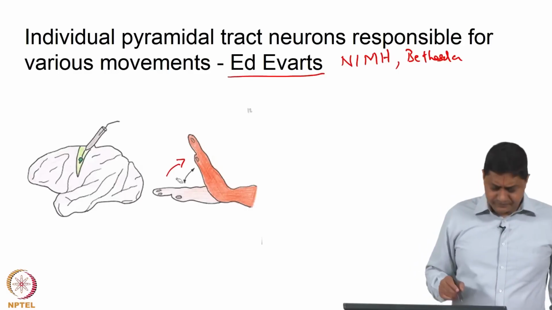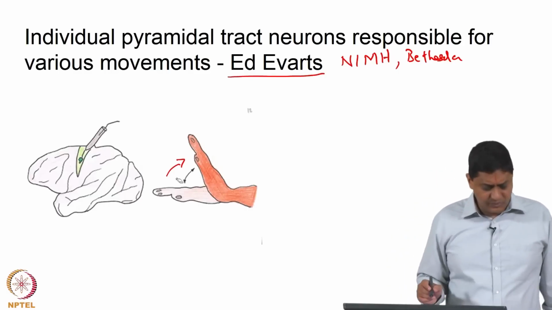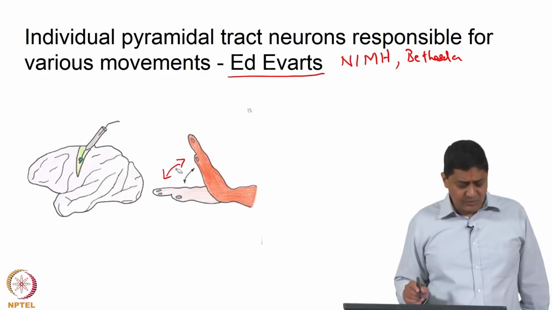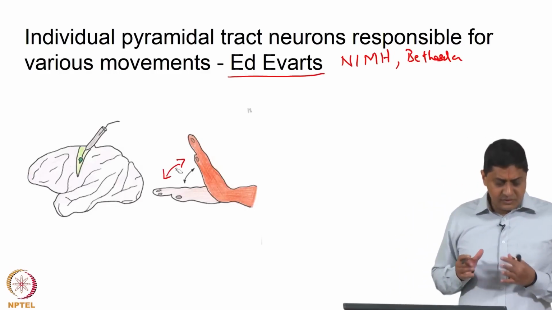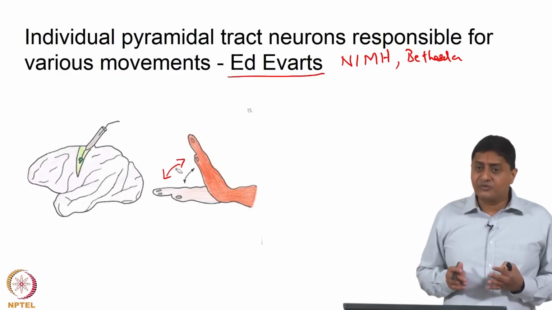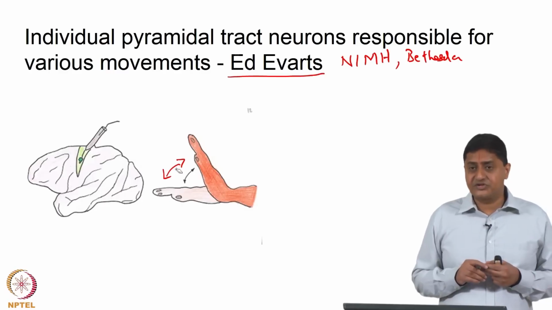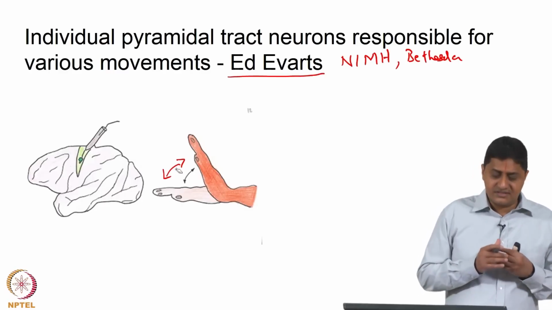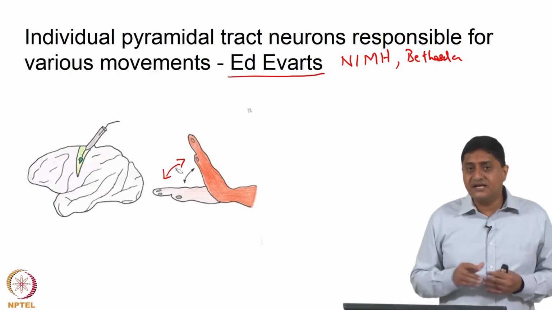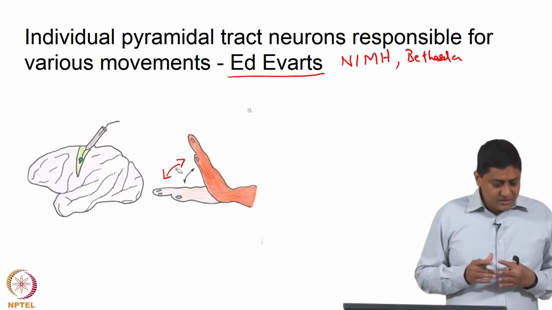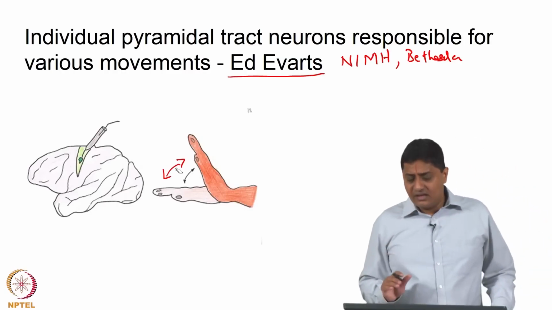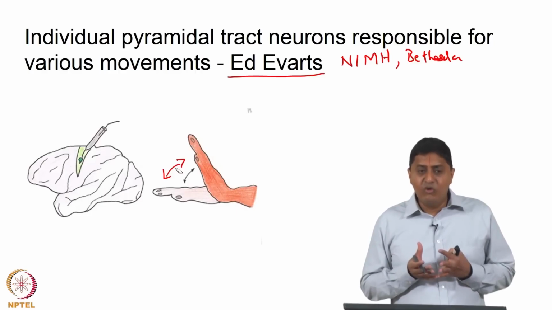So, what Evarts found, whether flexion or extension of the wrist as the case may be, was that the neurons that are active during flexion are reciprocally silent during extension, and the neurons that are active during extension are reciprocally silent during flexion.